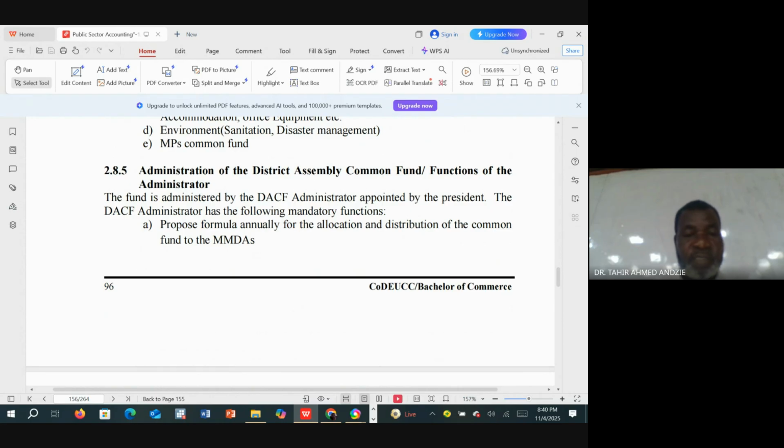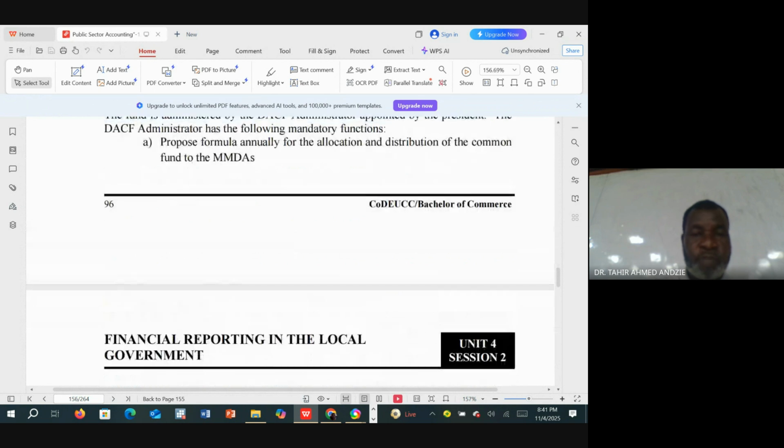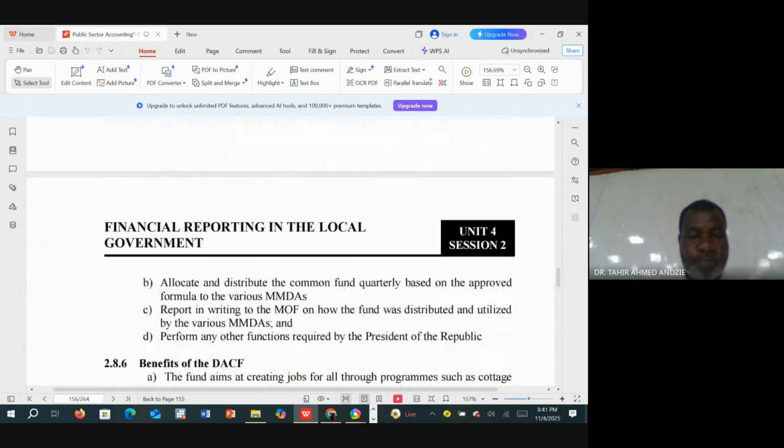The first one is that he must propose a formula annually for the allocation and distribution of the common fund. So it means that there's no specific fixed formula for sharing the common fund. At the end of every year, the District Assembly Common Fund Administrator is supposed to propose a method for allocation and distribution of the common fund to the metropolitan, municipal, and district assemblies.